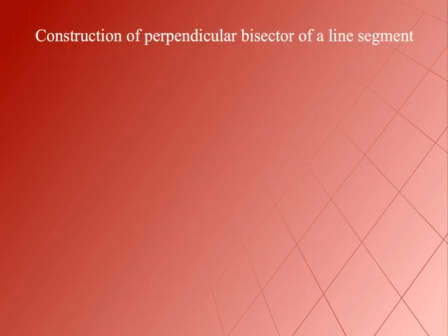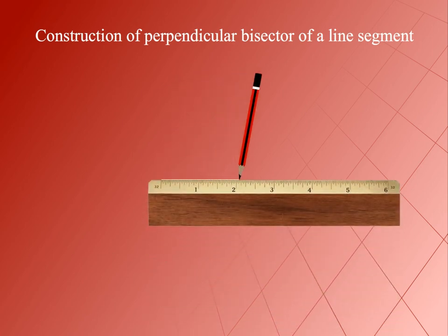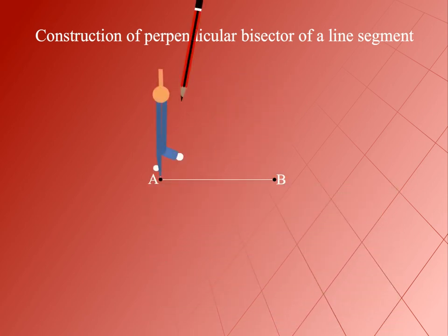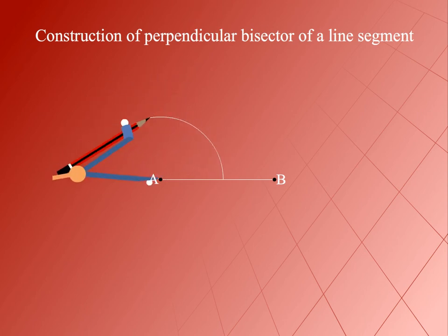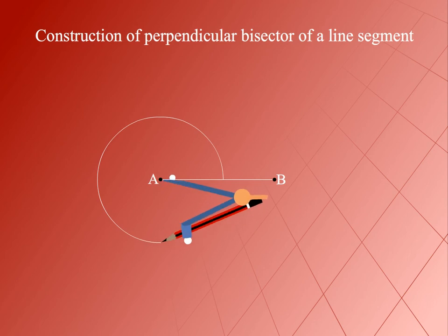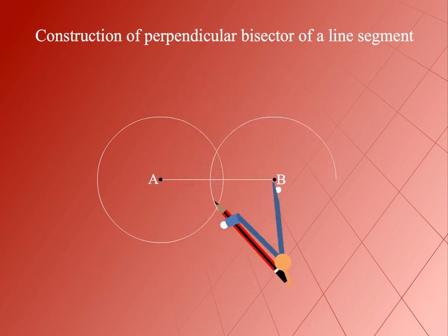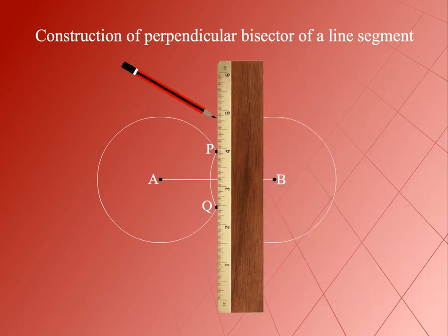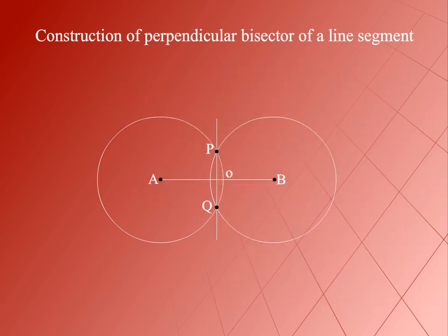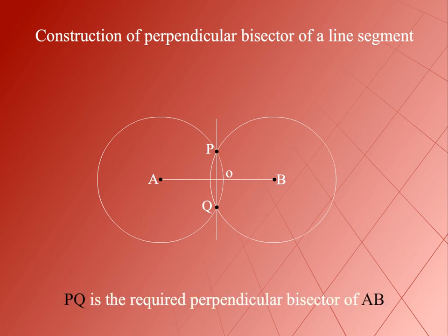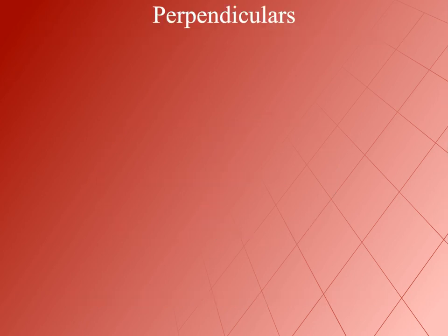Construction of the perpendicular bisector of a line segment. Draw a line segment AB as shown here. Taking A and B as centers and radius greater than half AB, draw two circles. Let the two circles intersect at point P and Q as shown here. Join P and Q. Let it cut AB at O as shown here. PQ is the required perpendicular bisector of AB.